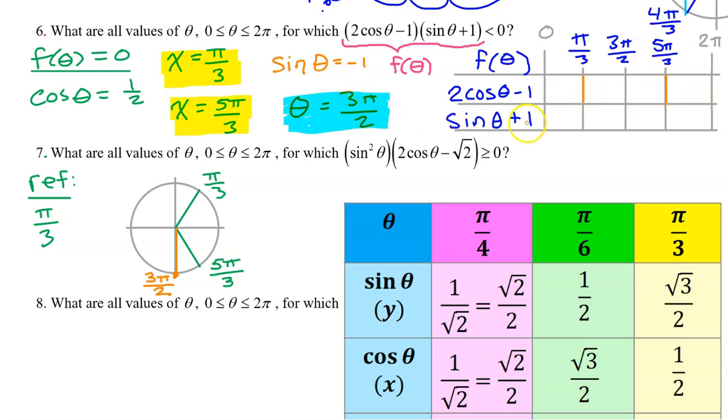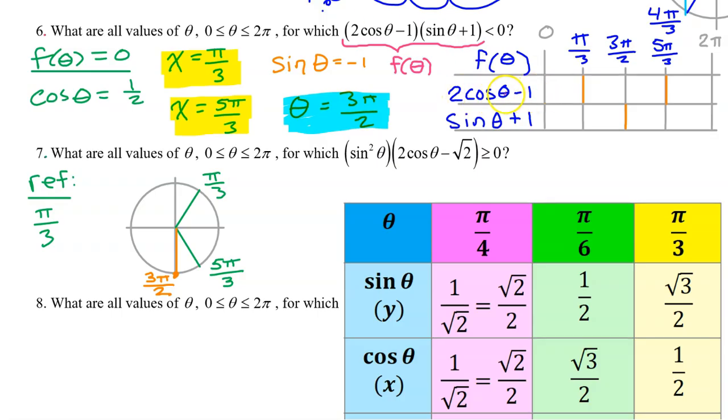Looking at the other factor, the sine theta plus 1 led to this solution. So sine theta plus 1 is equal to 0 at 3 pi over 2. So this is the only place where this factor might change signs. So I don't need to check 4 intervals, I only need to check 2, left and right.